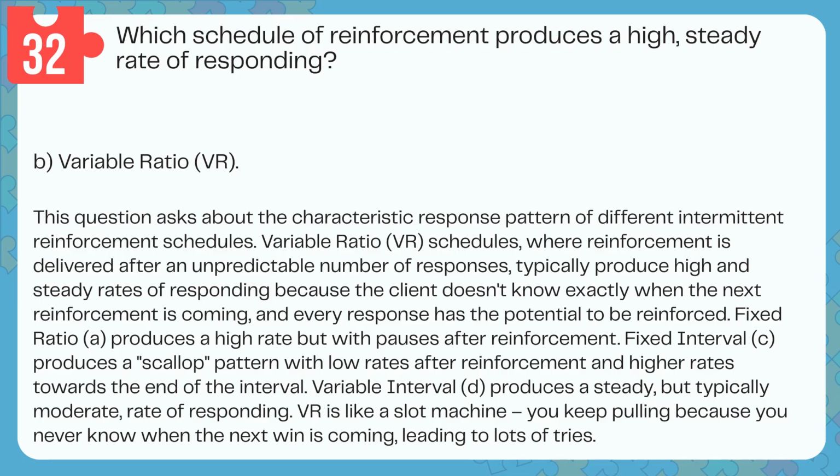to be reinforced. Fixed ratio, A, produces a high rate, but with pauses after reinforcement. Fixed interval, C, produces a scallop pattern with low rates after reinforcement and higher rates towards the end of the interval. Variable interval, D, produces a steady, but typically moderate rate of responding. VR is like a slot machine. You keep pulling because you never know when the next win is coming, leading to lots of tries.